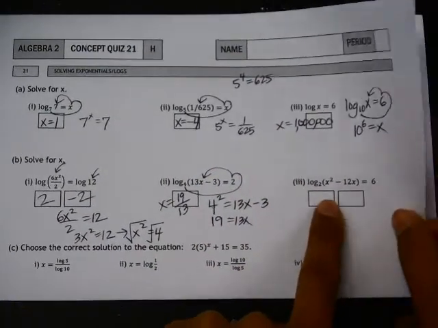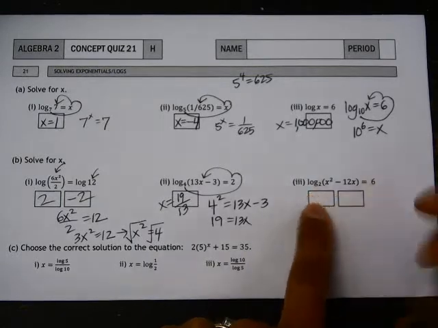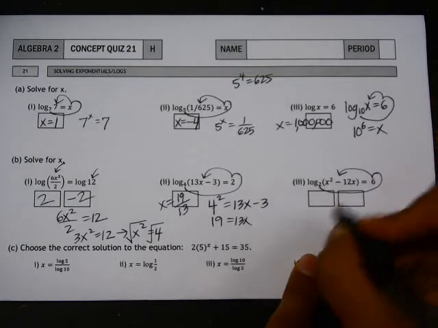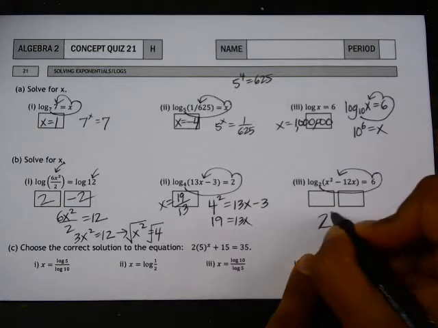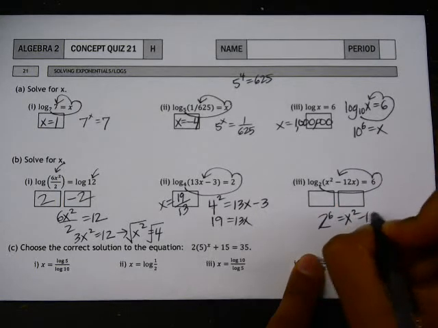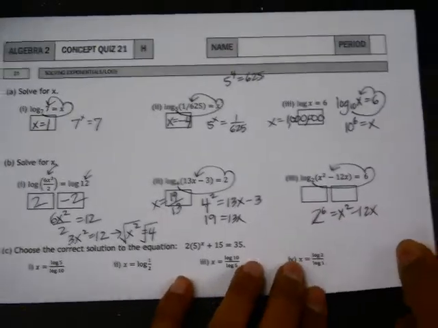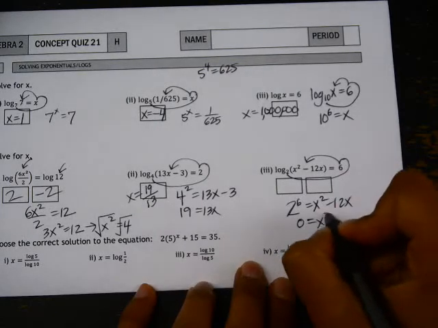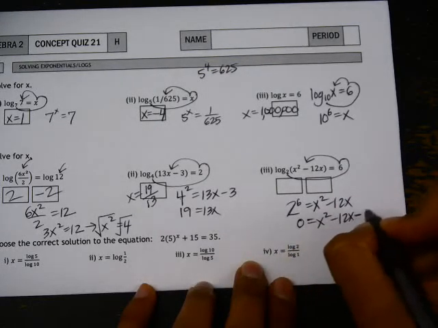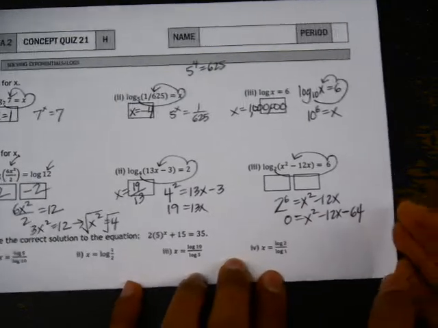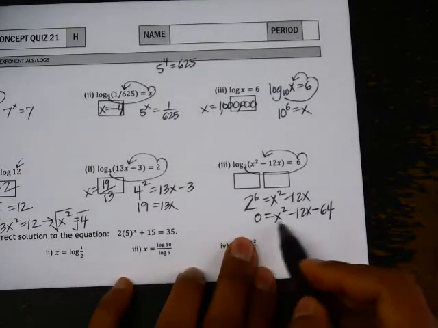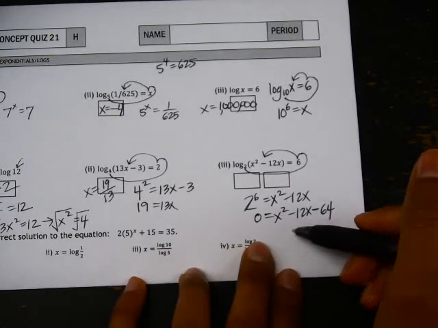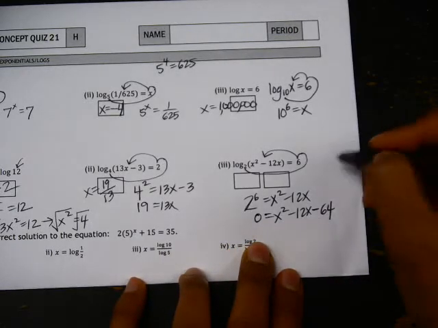And on number 3, again, there's only a log on one side of the equation, not on the other side. So in exponential form, 2 to the 6th power is equal to this expression. 2 to the 6th power is 64. So this would be 0 equals x squared minus 12x minus 64. We have to set it equal to 0 to solve, because we're going to factor this expression, so we can use the zero product property.